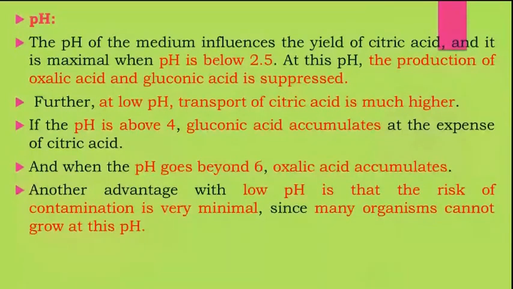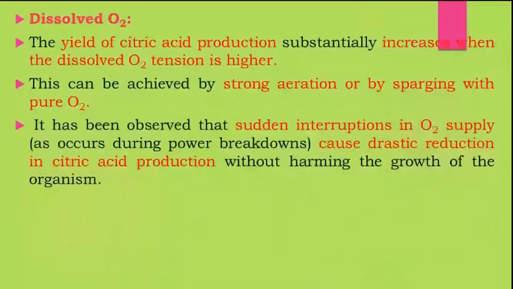Then dissolved oxygen. Definitely, this organism, Aspergillus niger, requires oxygen supply for the production of citric acid. So the fermentation process should have an aerator or else a sparger. It should supply the oxygen level. Only oxygen should be supplied to it. If there is any deficiency in oxygen, the production of citric acid will also be affected. So dissolved oxygen plays an important role in the production of citric acid.